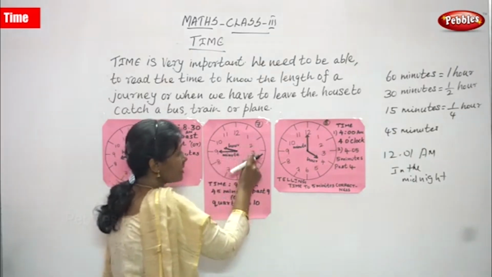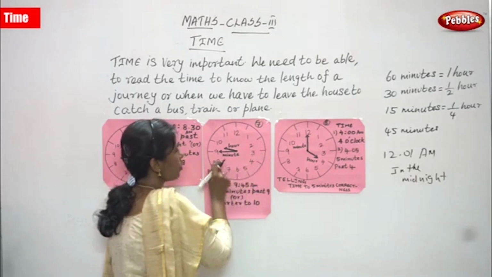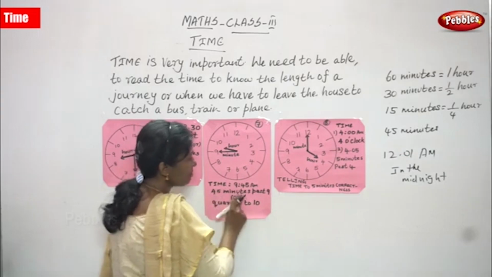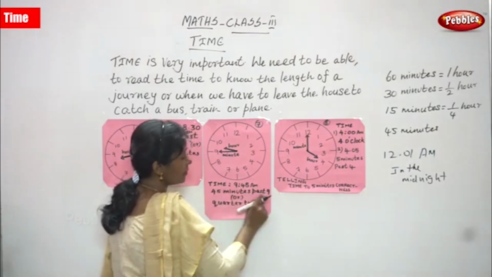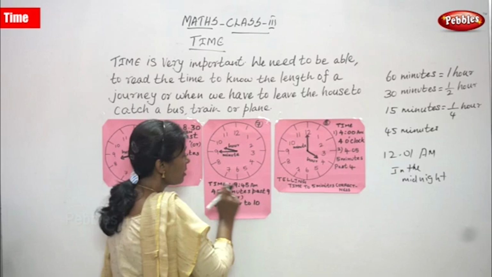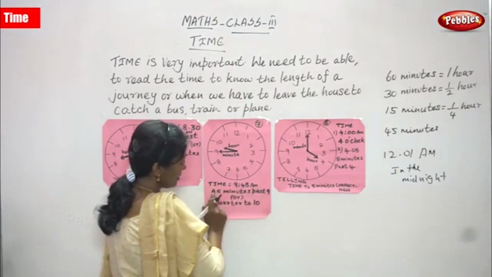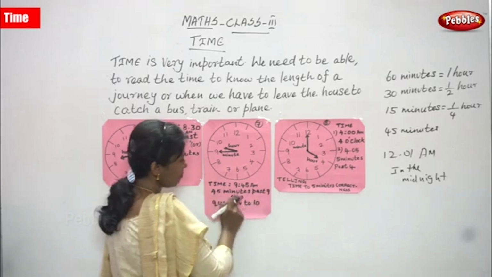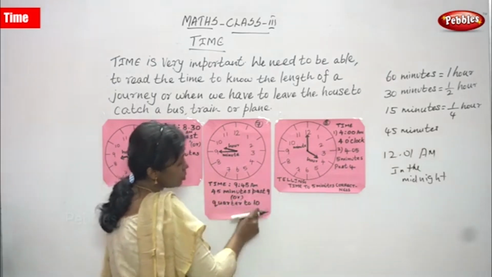So 5, 10, 15, 20, 25, 30, 35, 40, 45. That means 9:45 a.m. So 45 minutes past 9. That is the reading time, or telling time. This is the writing methodology. This is 45 minutes past 9, a telling time, a reading time. 45 minutes past 9, or else quarter to 10 o'clock.